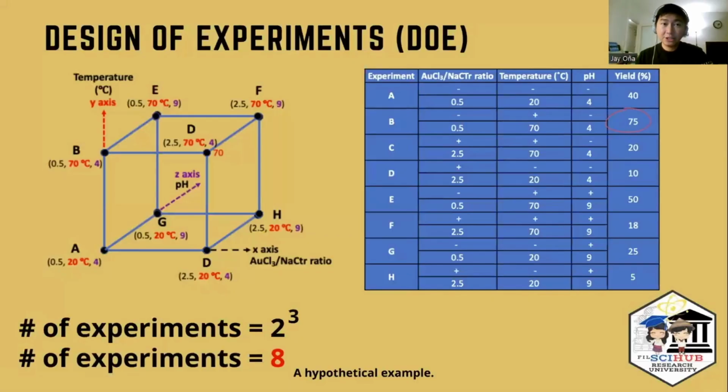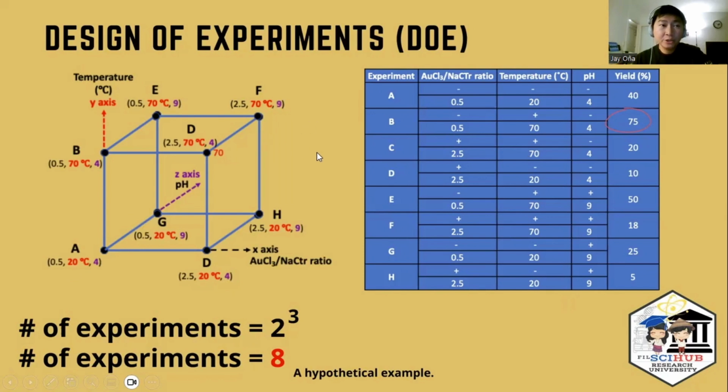is, let's just take this setup for example. When you want to prepare gold nanoparticles, and you want to get as much yield as possible with these different conditions, you have the ratio of the precursor and the reductant on one side here. So this is the concentration of the reagents. You have the reaction temperature and pH. So you have three variables here that you want to control.